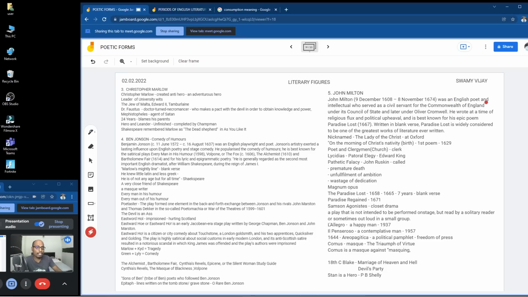John Milton was an English poet and intellectual who served as a civil servant for the Commonwealth of England under its Council of State and later under Oliver Cromwell. So this person worked even under Cromwell, and Oliver Cromwell allowed him to publish his works. So he is a hardcore Puritan. That's why Oliver Cromwell supported him, and even though literature was banned and theatres were closed, Milton could successfully publish his literary works.